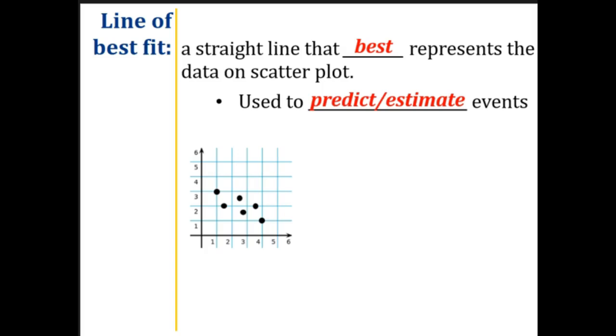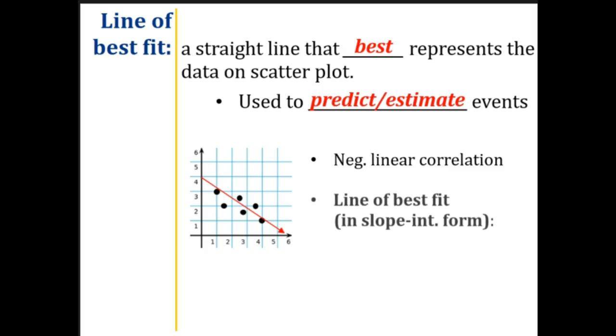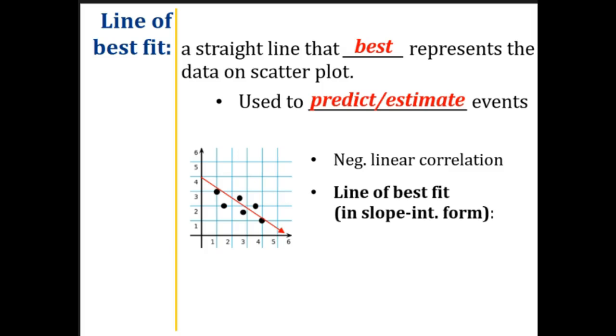So we're going to predict or estimate events. All right, so go ahead and make sure you have this graph copied down. But just by looking at that, if I were to draw a line of best fit, what kind of correlation would that be? Right, it would be a negative linear correlation. And the way I know is if I were to draw a line that best fits there, that line of best fit would tell me that it's negative, it's going downhill.